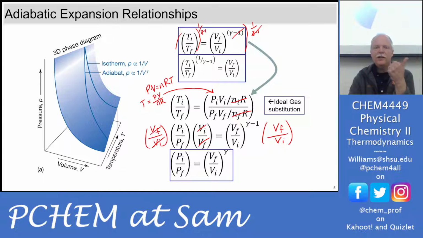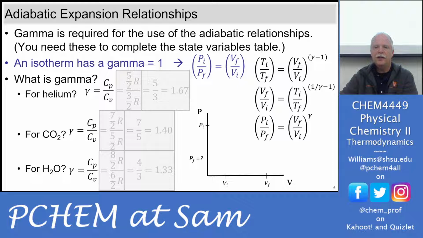So now we have the relationship of temperature to volume. We have the relationship of pressure to volume. We could get the relationship of temperature to pressure, so we could have all of these relationships here. Here's temperature to volume, here's volume to temperature, here's pressure to volume. Now let's talk about gammas. This gamma is required for the use of these adiabatic relationships, and so it depends upon what kind of gas we use. Just to reinforce, an isotherm has a gamma of 1.